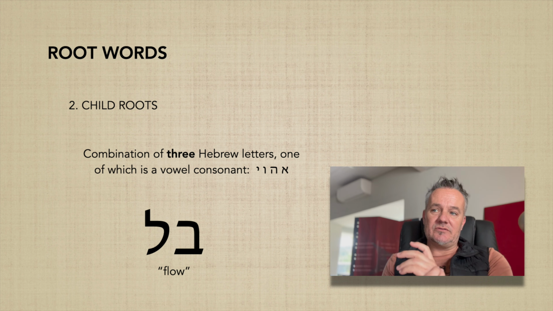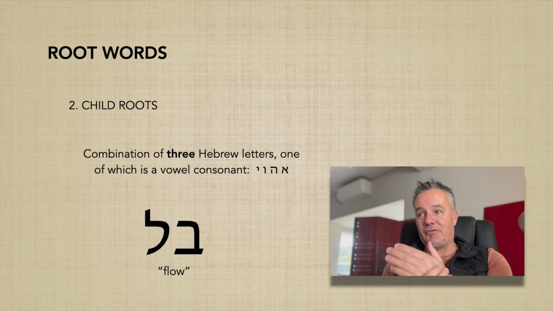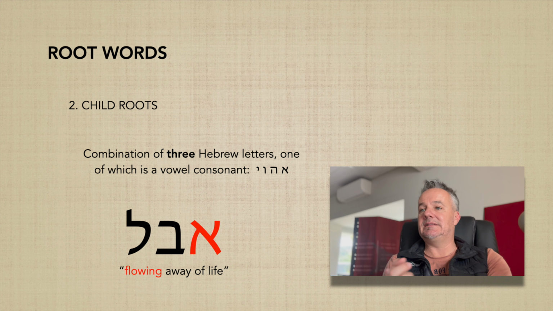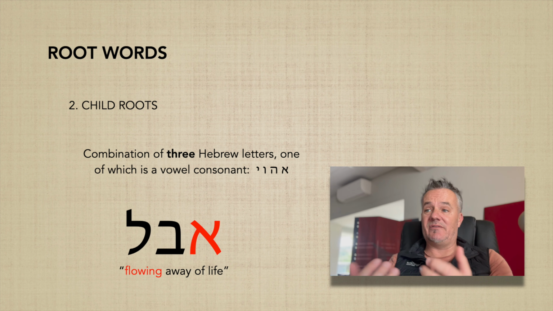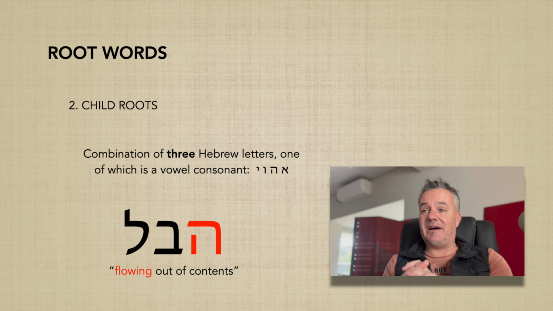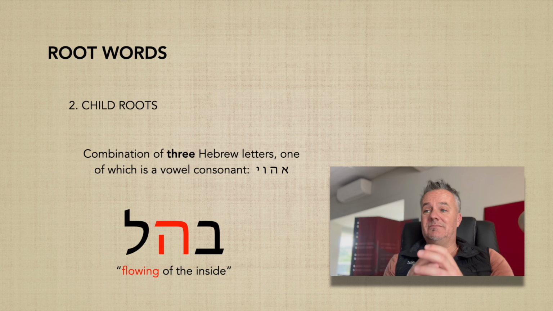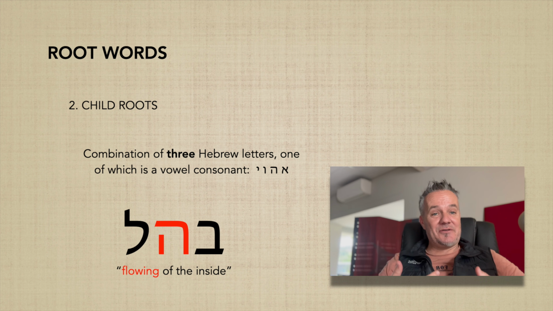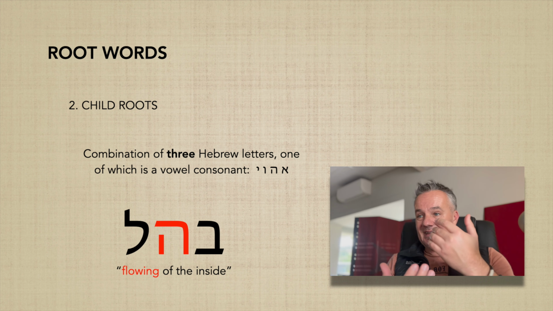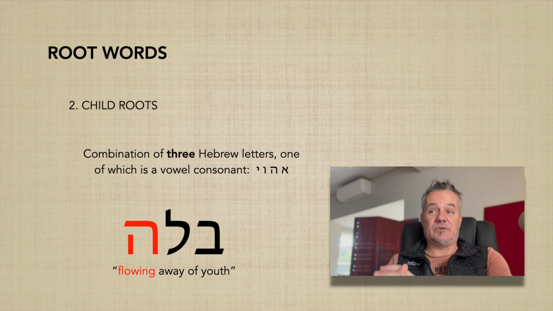Let's take the parent root baal, a beit and a lamed. This word means flow. And then derived from that, we have the word aval, which means wilt or a flowing away of life. We have the word haval, which is the word for empty, and which is a flowing out of contents. Then we have the word bahal, which is to panic, and it's a flowing out of the insides. We have the word bala, which is the word for aged, a flowing away of youth.